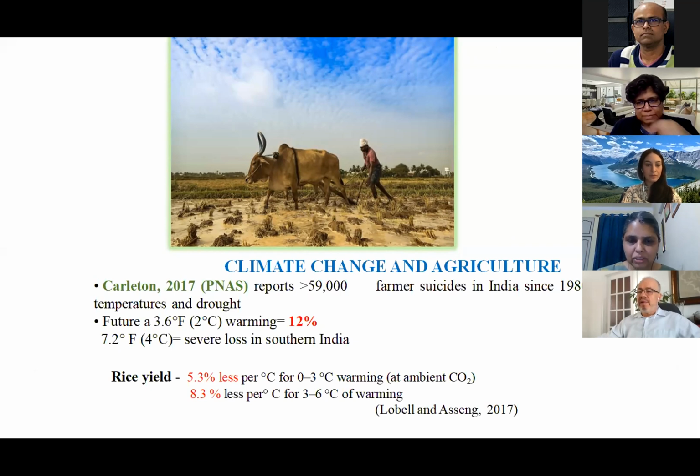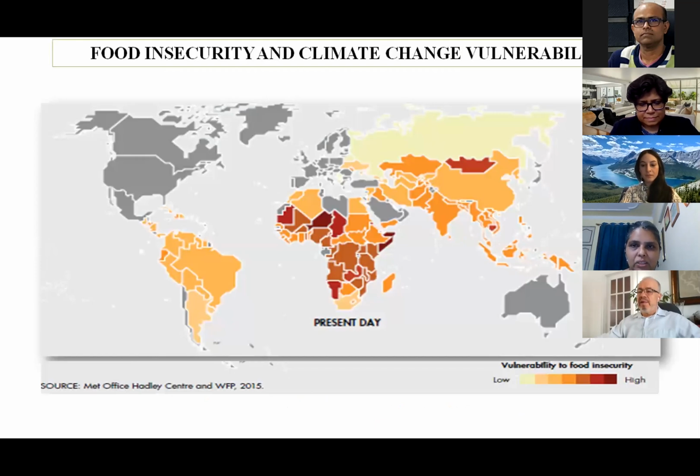And the temperature is rising constantly, right? And this is a big problem in the sense that with every degree increase in temperature, we are going to get lesser and lesser yield. Here the example of rice is being given. So the total overall 8.3% less yield would be there if there is an increase in temperature by 3 to 6 degrees.